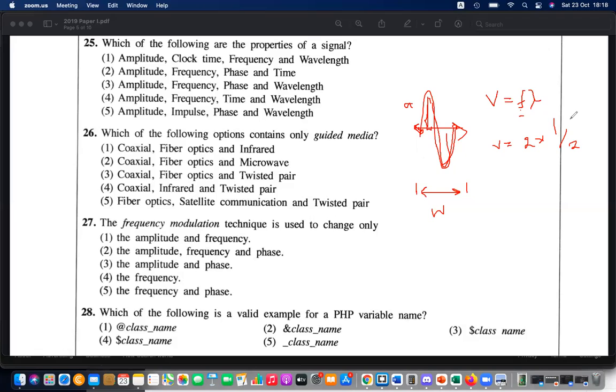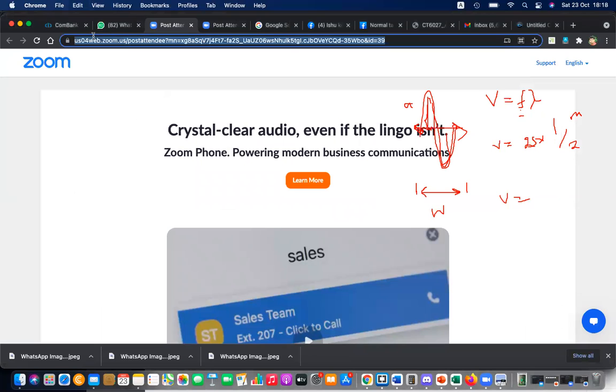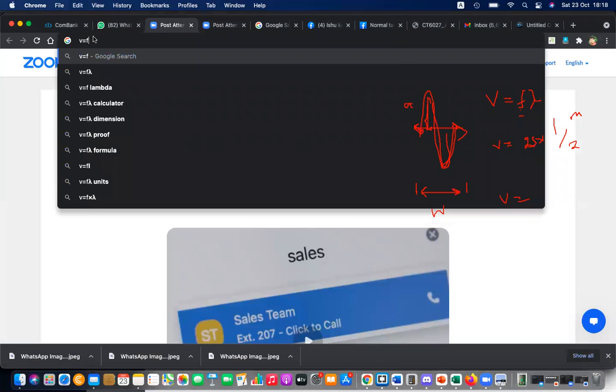Lambda is measured in meters, and here this is seconds. So you can say V is 2 meters per second, something like that. I'm not sure about the measurement unit of lambda, I cannot remember exactly. Let me search, because I cannot give any incorrect information. What are the measurement units? V equals F lambda is okay, but you don't have any calculations, don't worry.